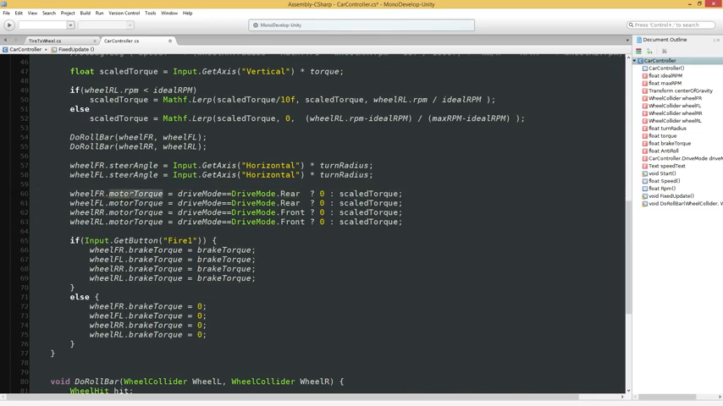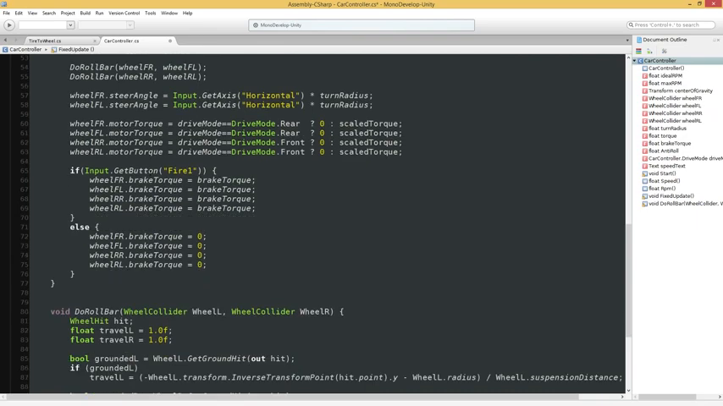Effectively, the way the simulator works is every wheel has a motor. And here I'm just doing a check. If we're in rear drive mode, then we apply nothing to the front wheels. If we're in front drive mode, then we apply nothing to the rear wheels. Otherwise, they get applied the torque. And then if we're pushing down the fire button, which I think is left control by default, or the A button on the Xbox 360 controller, which is what I'm using, then we actually apply brakes.